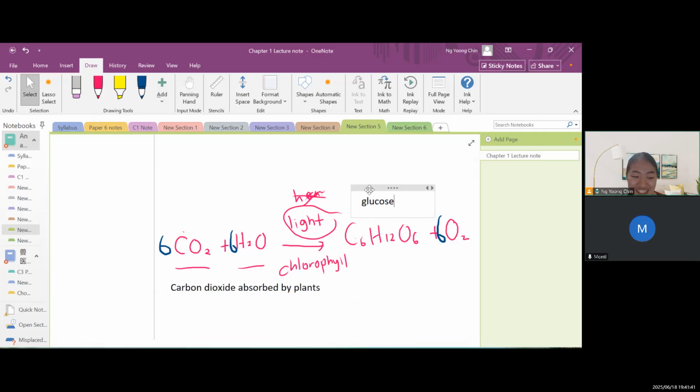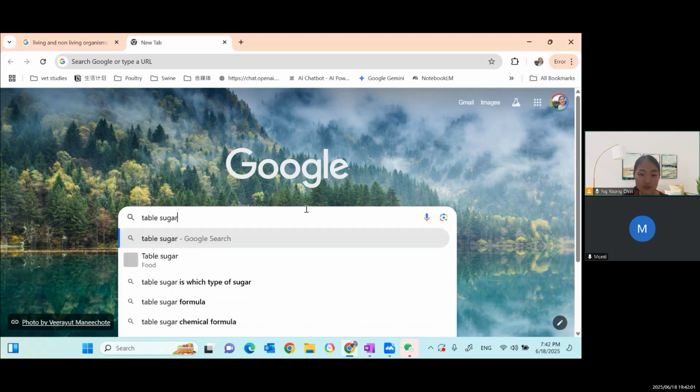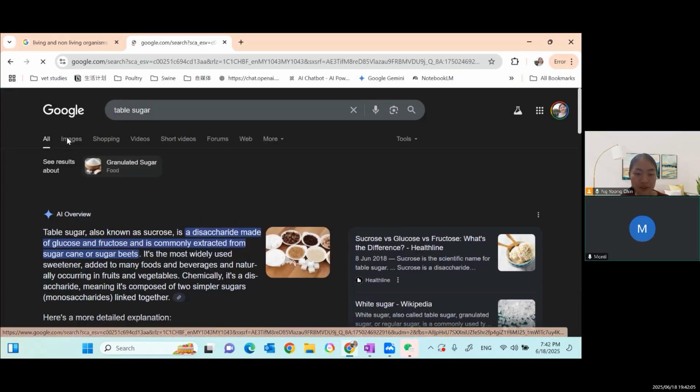So do you know where the white sugar comes from? I mean the white table sugar they sell in the supermarket. Maybe I share the screen. Because biology is very fun, you should always relate the knowledge that you learn with your life. This one, table sugar. Do you know where it comes from?